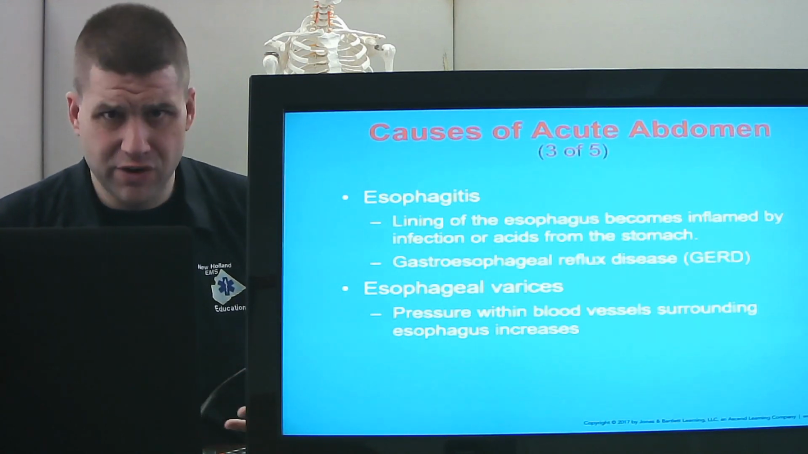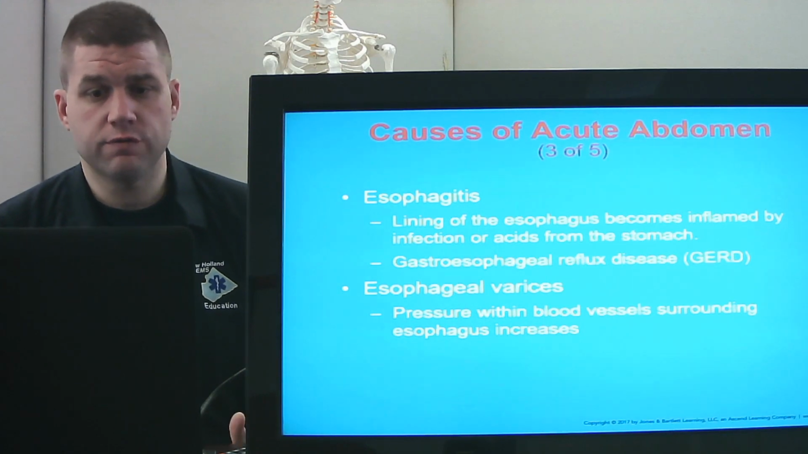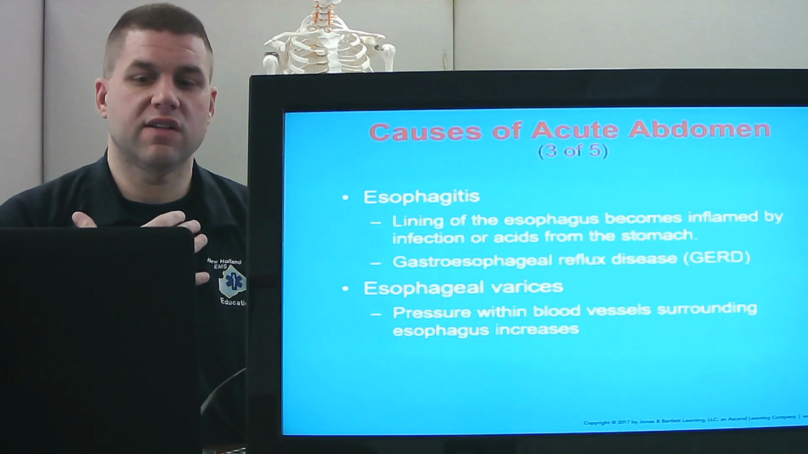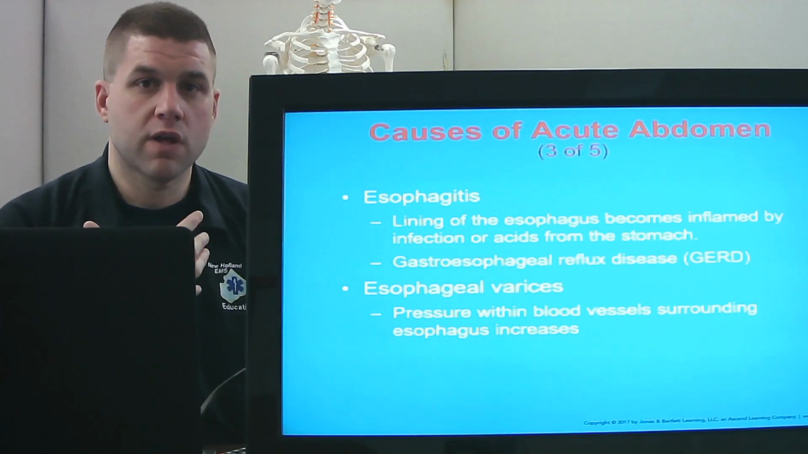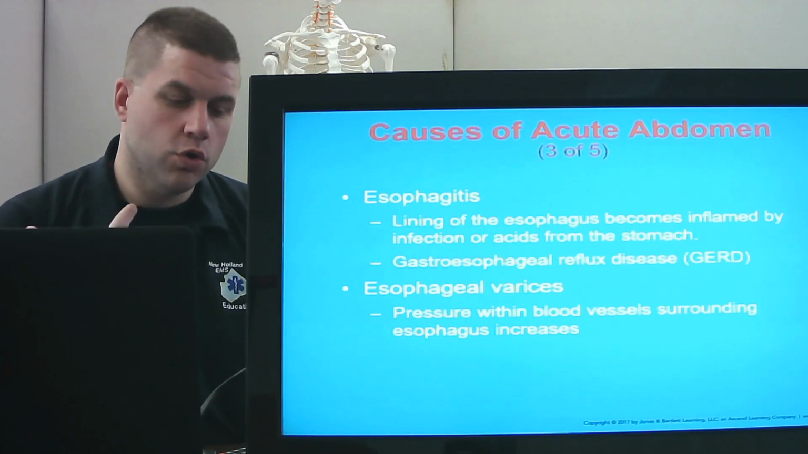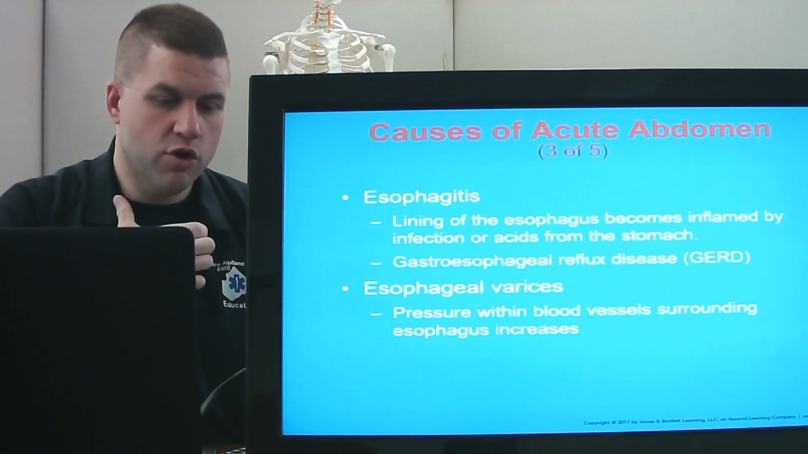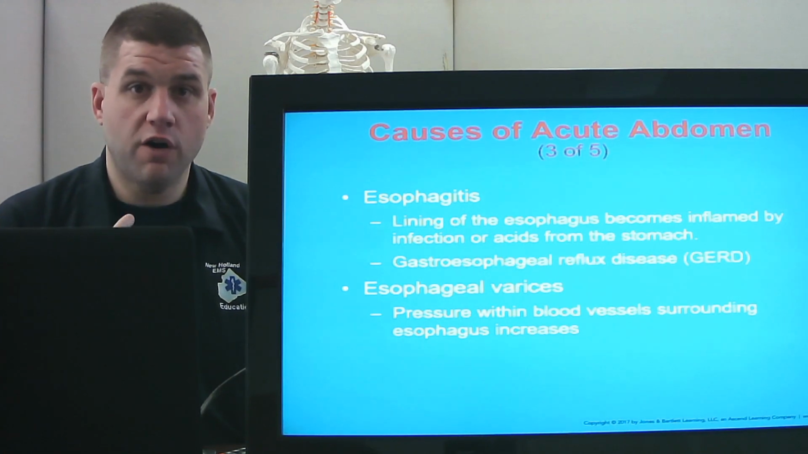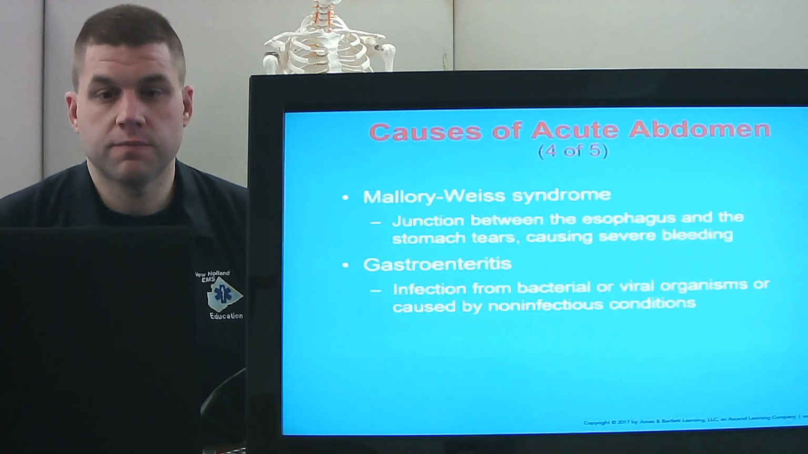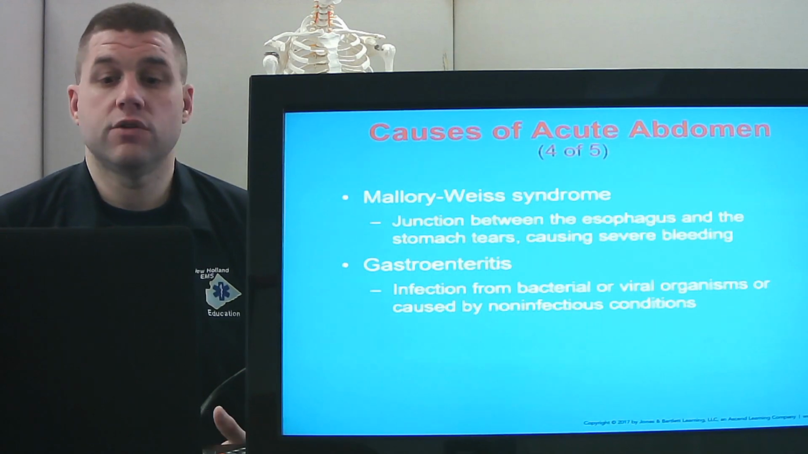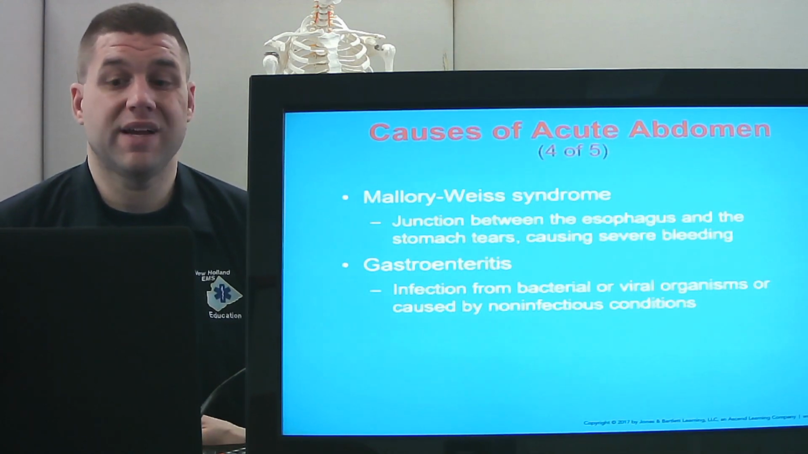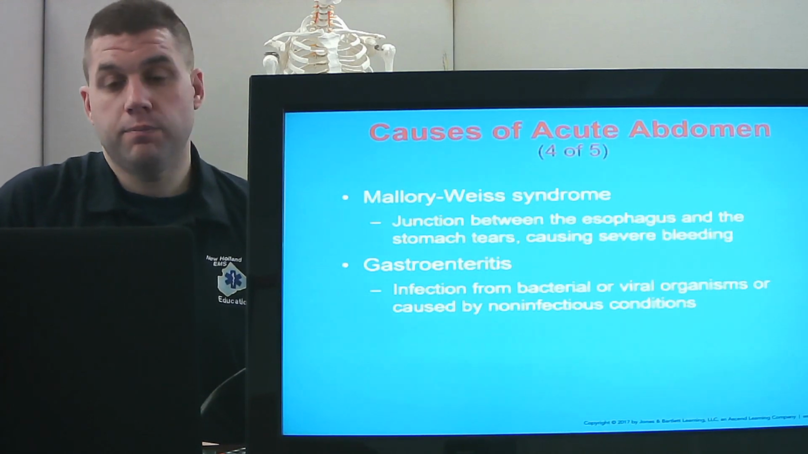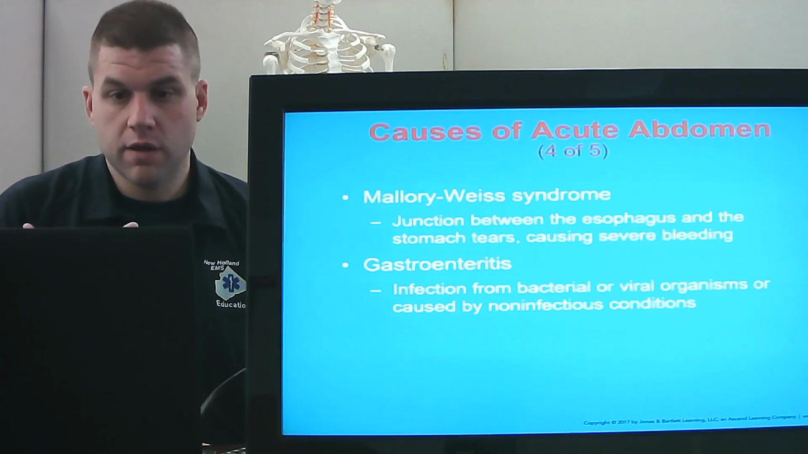And a very life-threatening emergency would be esophageal varices. When the pressure within blood vessels that surround the esophagus gets too high, they can burst, and we can get uncontrolled bleeding into the esophagus. Those are high pressure, high volume vessels, and patients often die from esophageal varices. Mallory-Weiss syndrome, the junction between the esophagus and the stomach tears, causing severe bleeding. That would be high up pain and vomiting blood, things like that.